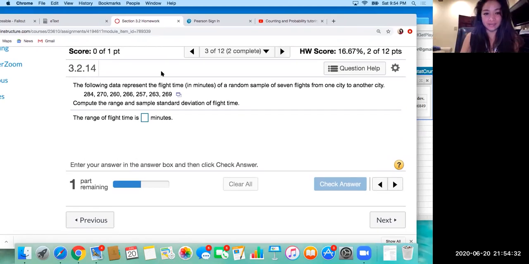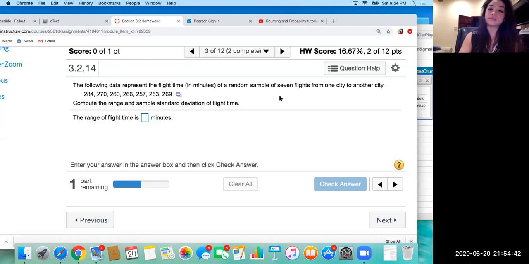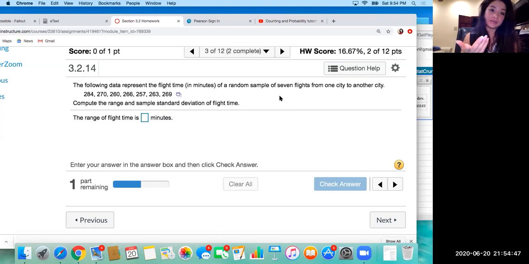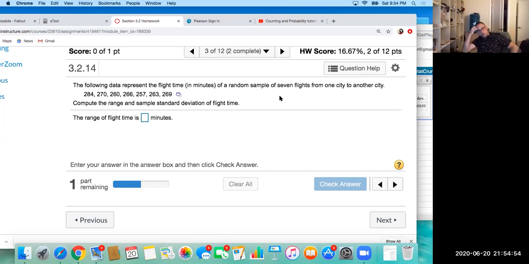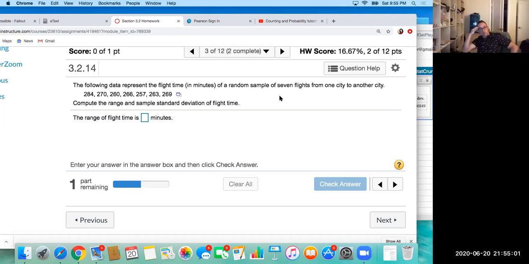Okay, the following data represents the flight time in minutes of a random sample. Notice that it says sample. Sample, so we're gonna use the Roman letters. In the book, when I was reading it, I was taking notes. It says the Greek letters represent population parameters, and the Roman letters x-bar and s represent statistics. I always call them English letters, but cool.